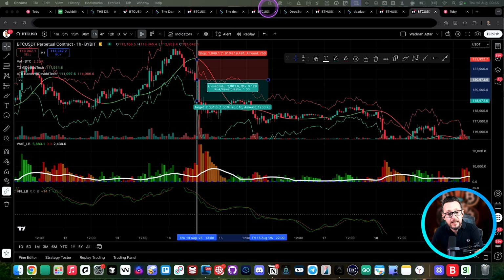Okay guys, so that is the actual strategy. We have all of the indicators. I'm going to go away and now backtest this. I'll give you all of the backtesting results on BTC, on a couple of time frames, and also on Ethereum.